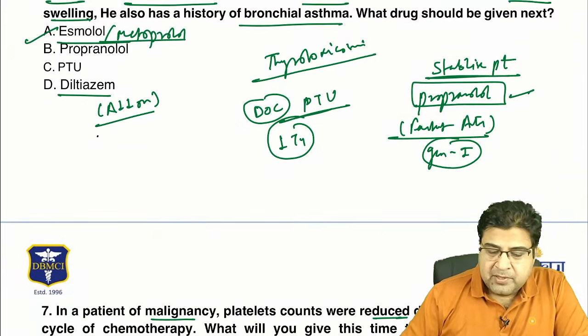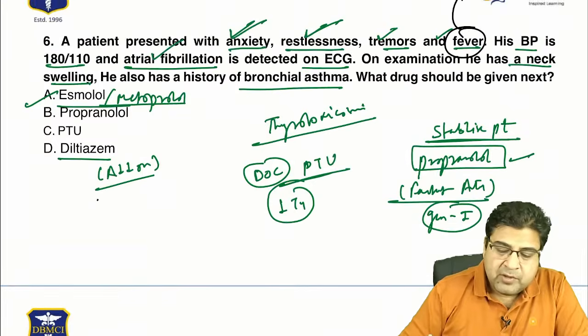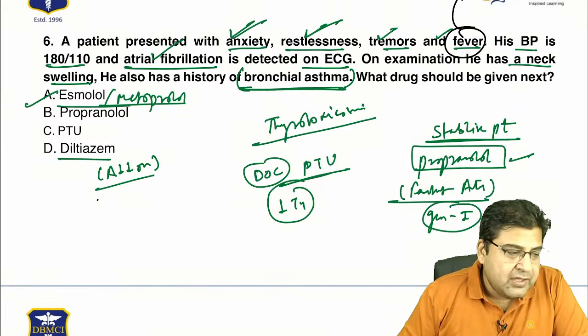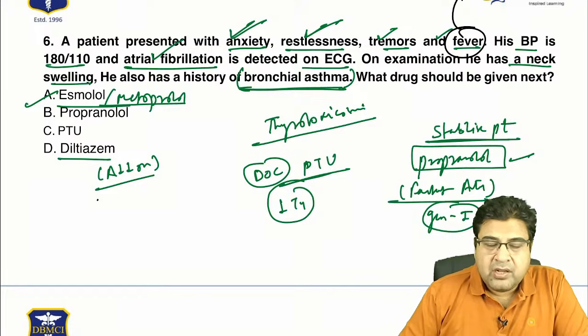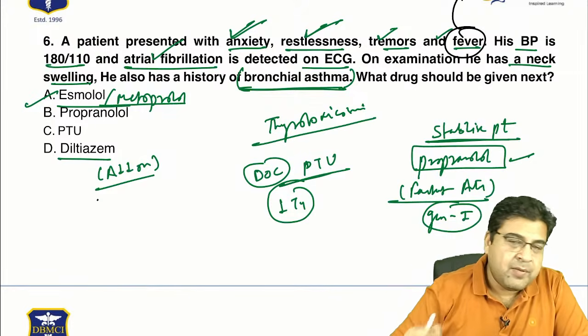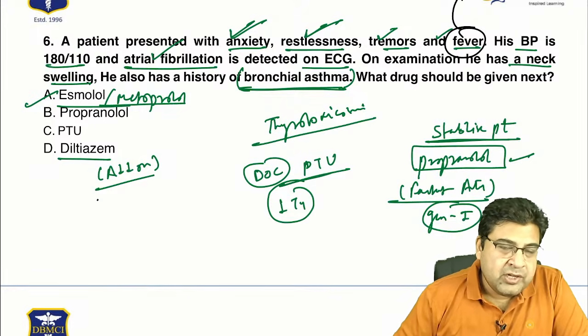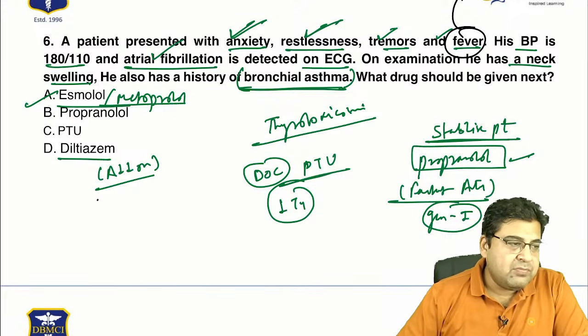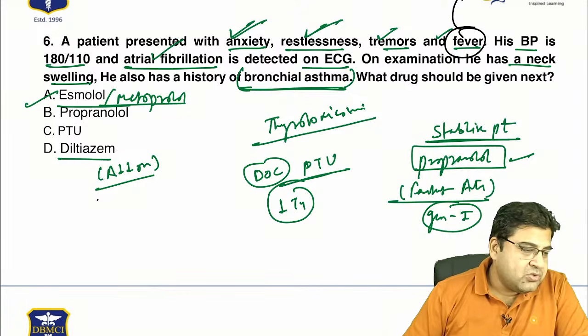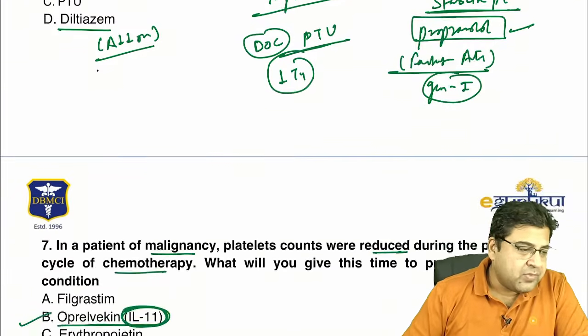Here propranolol is not marked because of the bronchial asthma. The issue is bronchial asthma. That's why they have specifically given the history of bronchial asthma. If the examiner has given you the history of bronchial asthma, it means the examiner wants to know whether the student knows that generation 1 beta blockers are not given in bronchial asthma or not. Right? So that's why here the answer is esmolol.